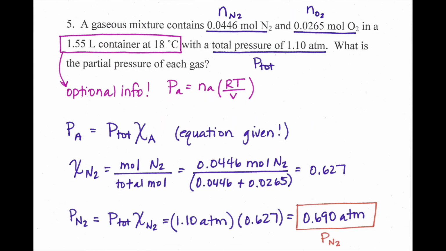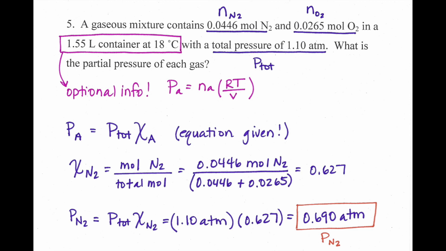Question number 5 says, a gaseous mixture contains 0.0446 moles of nitrogen and 0.0265 moles of oxygen in a 1.55 liter container at 18 degrees Celsius with a total pressure of 1.10 atmospheres. What is the partial pressure of each gas?